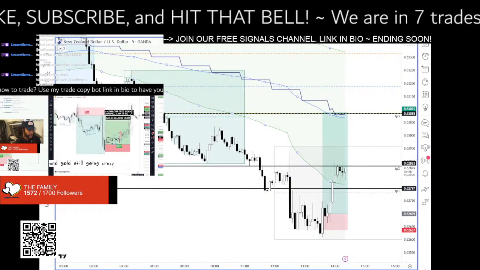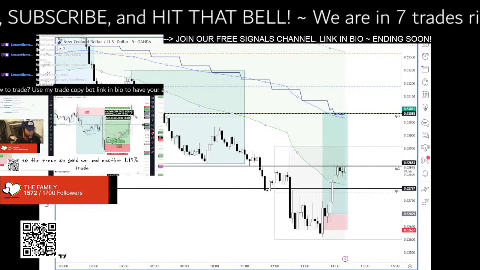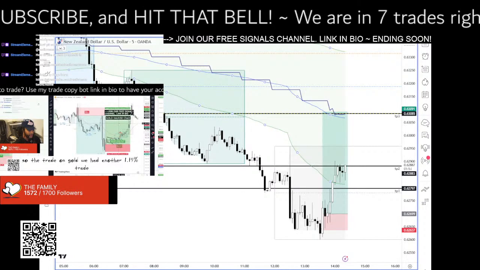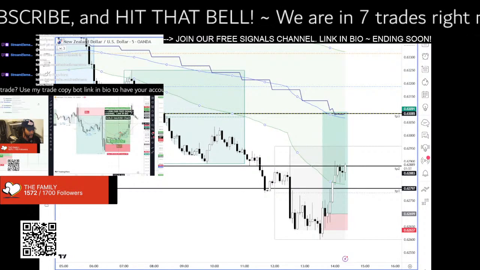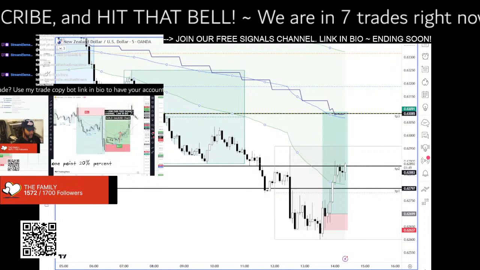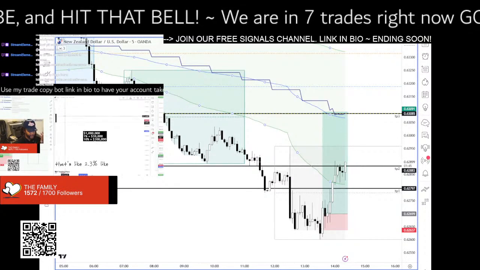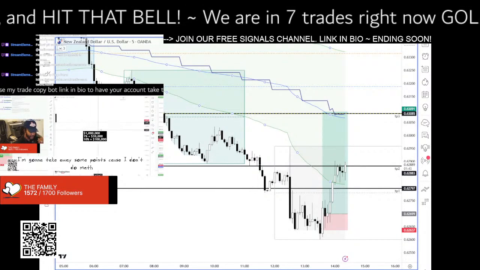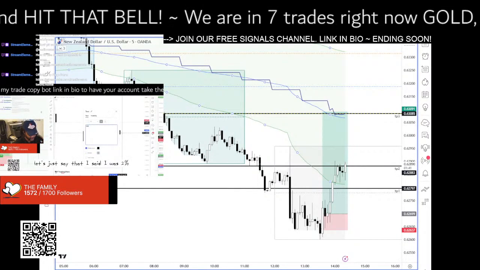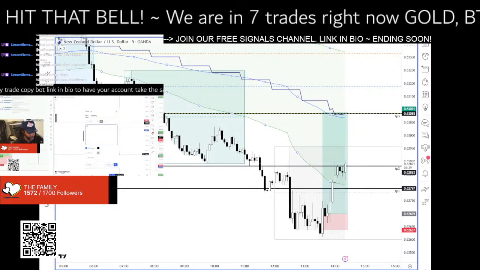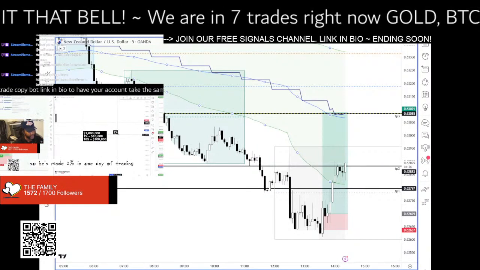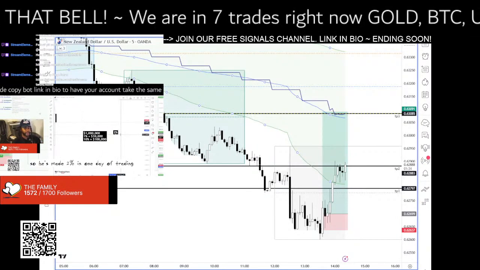And gold's still going crazy. So the trade on gold, we hit another 1.19% trade. 1.20%. So go right here. That's like 2.3%. I'm going to take away some points because I don't want to do the math. Let's just say that was 2%. I really don't want to do too much math. So we just made 2% in 1 day of trading.